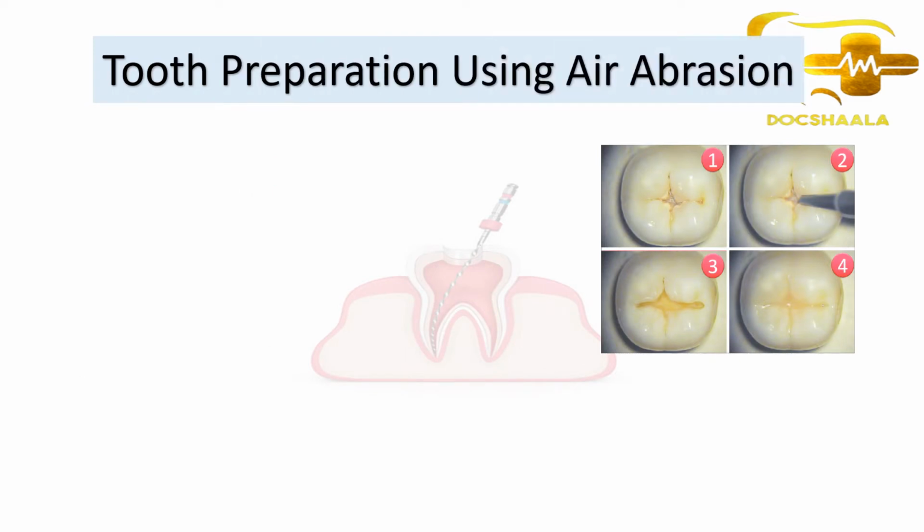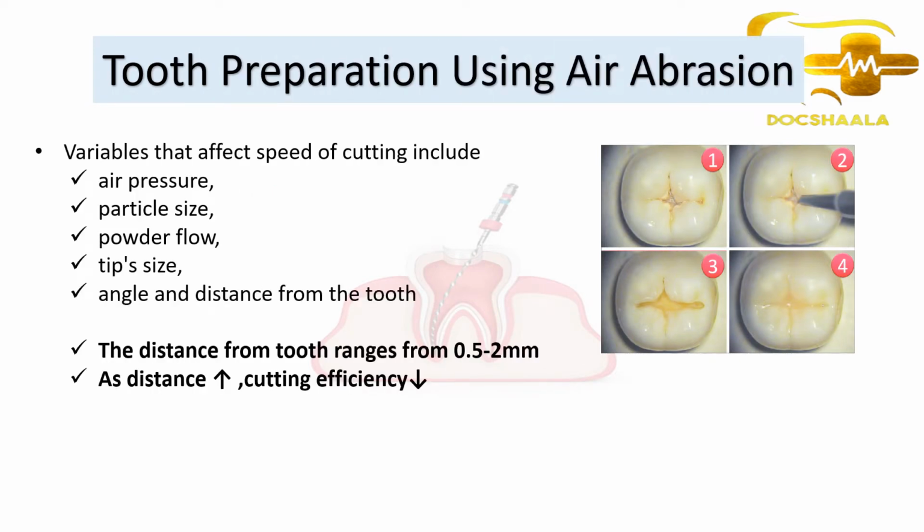Then coming to tooth preparation using air abrasion, we have variables that affect the speed of cutting. Here in this image you can see a carious tooth with minimal caries. We abrade it with the high power suction, then we have a clean cavity, which is filled with any restorative material of our choice.